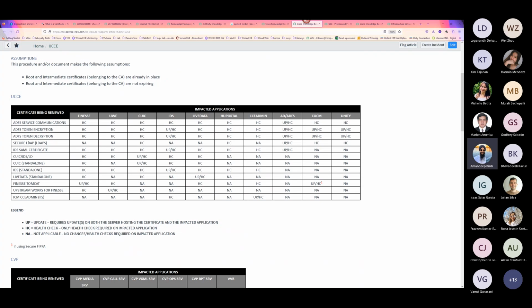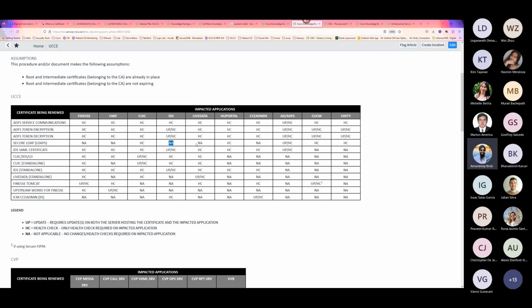Now, for example, this one here, secure LDAP-S. IS goes and does the renewal on secure LDAP, right? We know that LDAP is used in 2 applications. Maybe more actually. Yeah, more than 2. We know it's not used in Finesse, so it's not going to affect Finesse. It's not used in Upstream, so we don't need to do anything there. CUIC, yes, we have an LDAP configuration, right? Some tenants who are not using SSO import users using LDAP. So we need to perform a health check there.